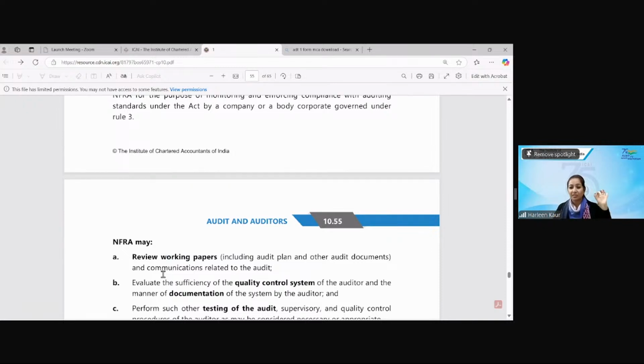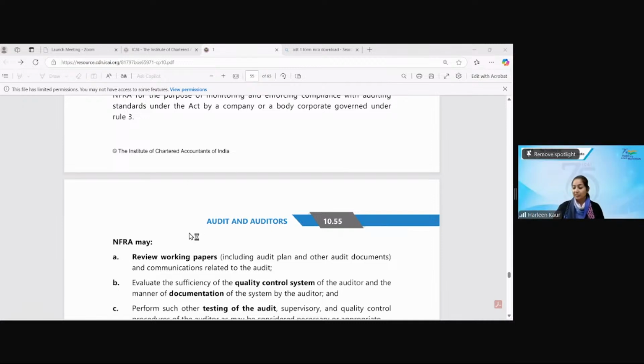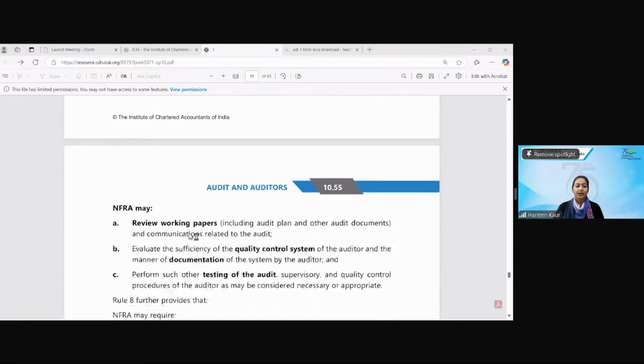Just a second, children. There's a little disturbance in the back. All right. There was a little noise at the back. I hope it's fine now.